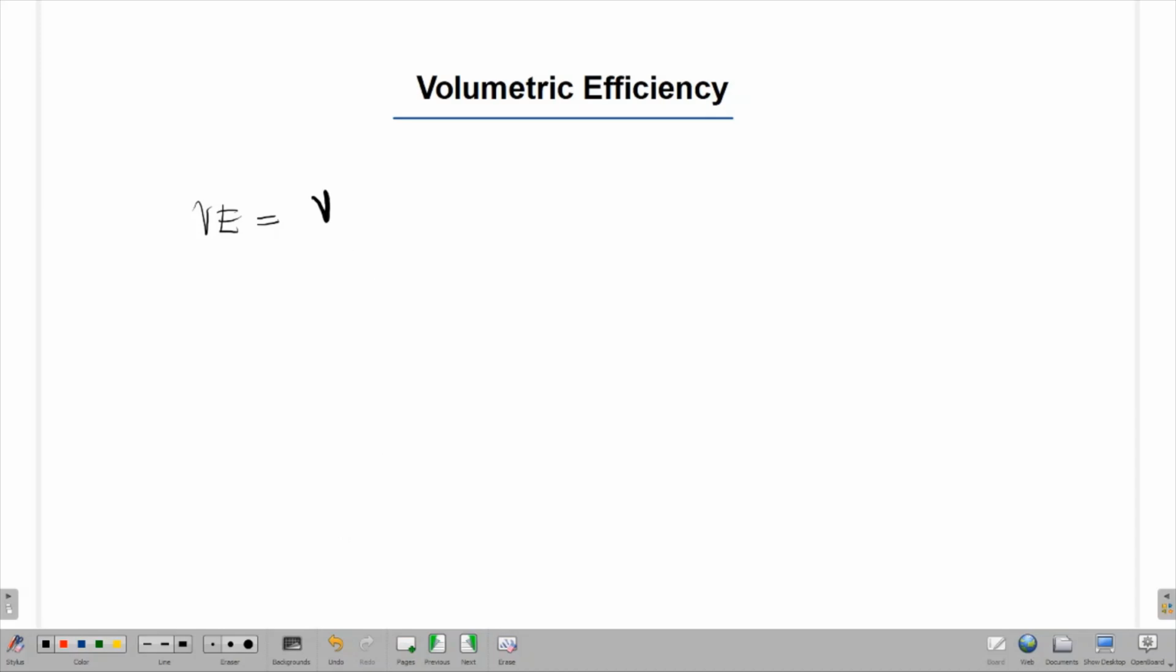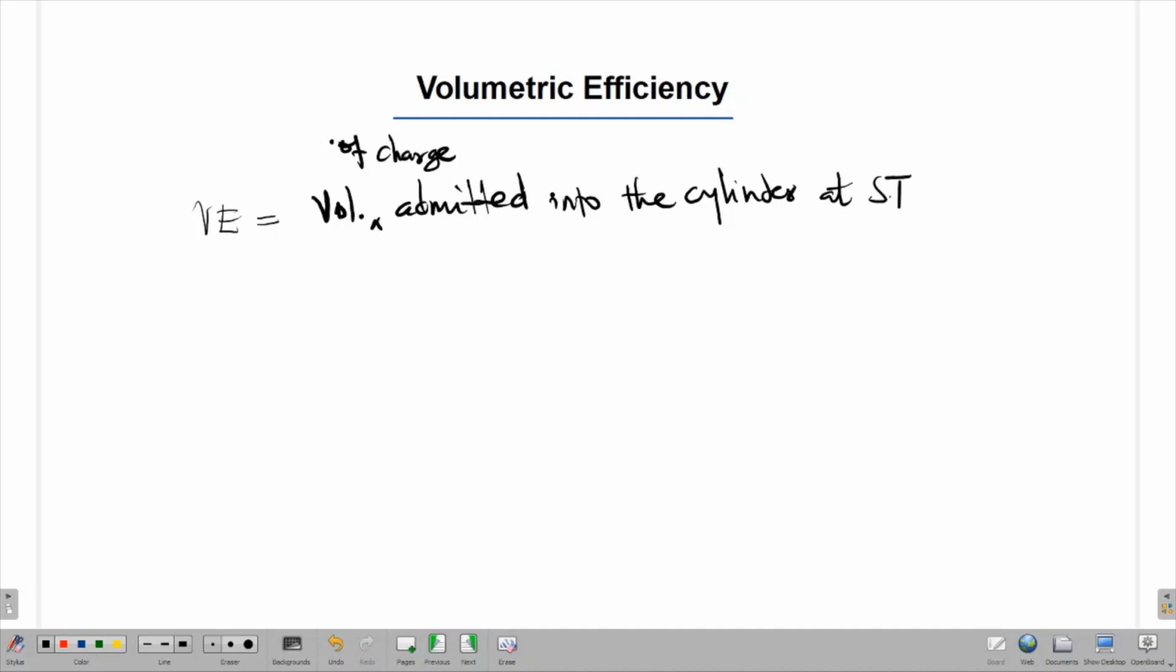So, it is the volume of charge admitted into the cylinder at standard temperature and pressure to the volume swept through by the piston.